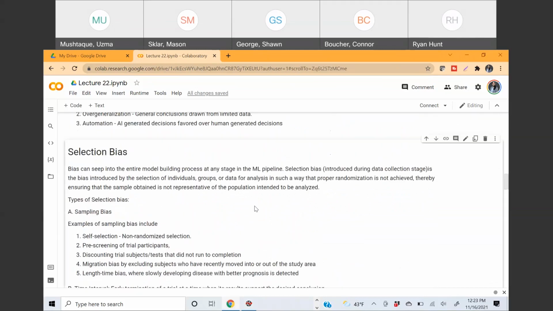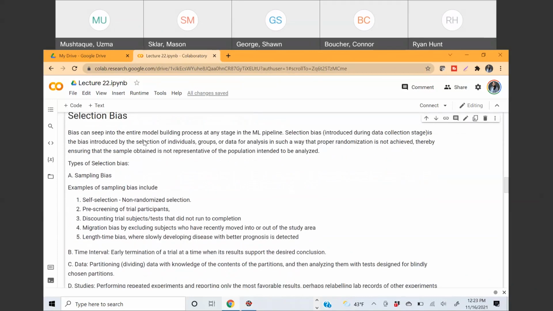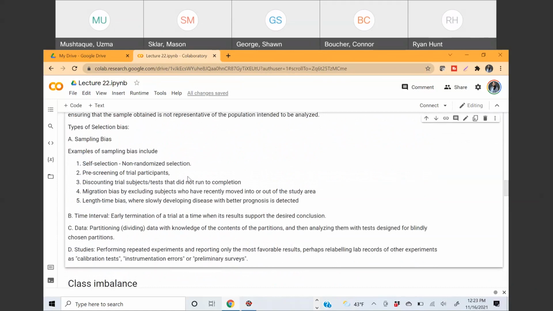Okay, so here I just tried to list different forms of selection bias. As I said, sometimes selection bias and sampling bias go together, and one could be a result of the other. So sometimes we can say that selection bias is introduced during the data collection stage, because the way I selected the individuals or the groups or the data for analysis wasn't randomized, and so it did not achieve what it wanted to achieve. And there could be different types of selection bias. One is sampling bias, and some examples of sampling bias are non-randomized selection. You're doing some pre-screening of individuals, so you already introduce some kind of bias. Let's say I'm collecting data for some medical task, and I'm already doing some kind of pre-screening of people, and I'm not randomly picking individuals from some given population.